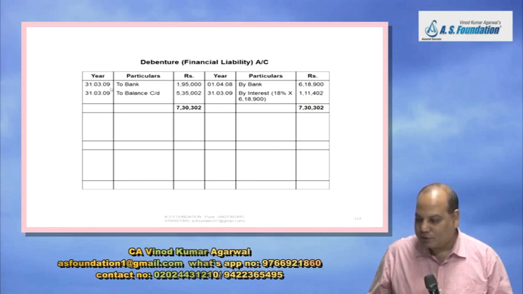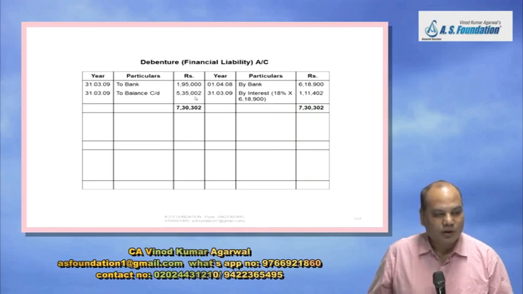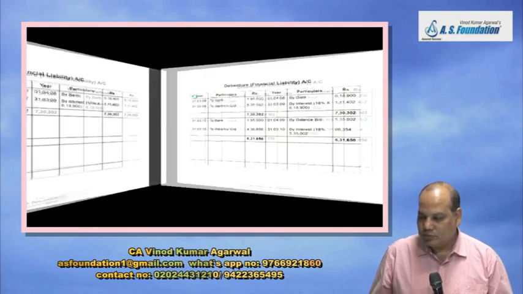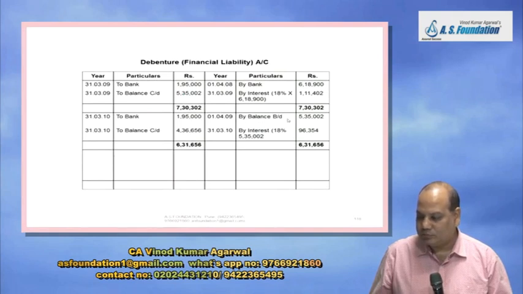One last chance. 31st March 9, to bank, payment made 1,95,000. 31st March 9, to balance carried down. Increase the speed. 5,35,000 something. Okay, now complete the second year yourself. Second year. By balance brought down.